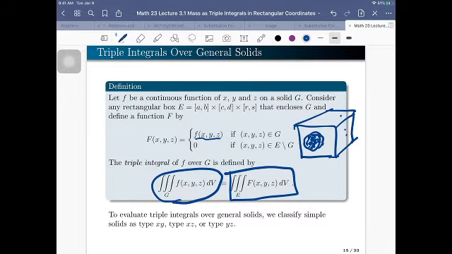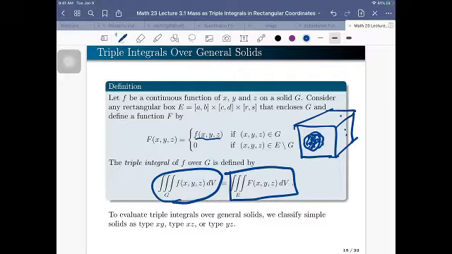But this is practically useless. This is just a theoretical way to define the triple integral over irregular solids. In general, it is very hard to compute the mass of an irregular solid, so we have to assume that the solid has some properties that could be exploited.